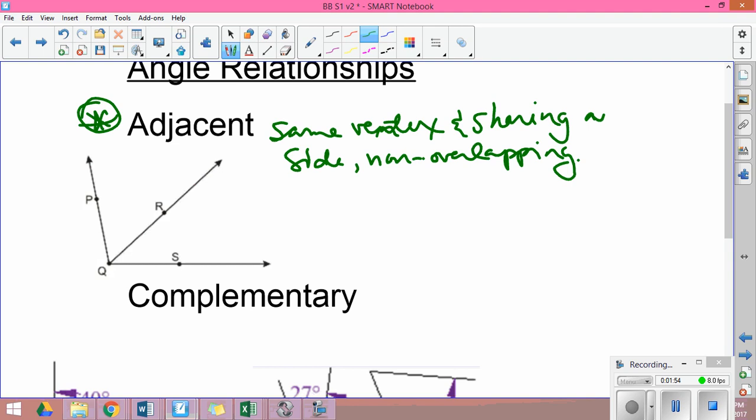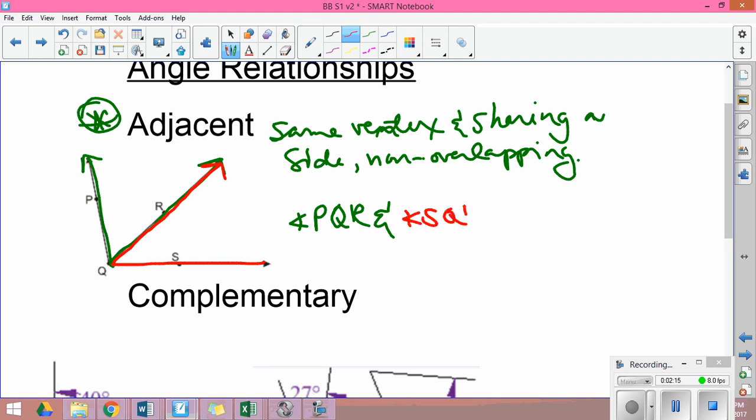So in this picture, we see the shared vertex here, and we see this shared side. So we have this angle PQR, and we have its partner here, angle SQR. Notice how the vertex is in the middle, they are adjacent. They share ray QR and they share vertex Q.